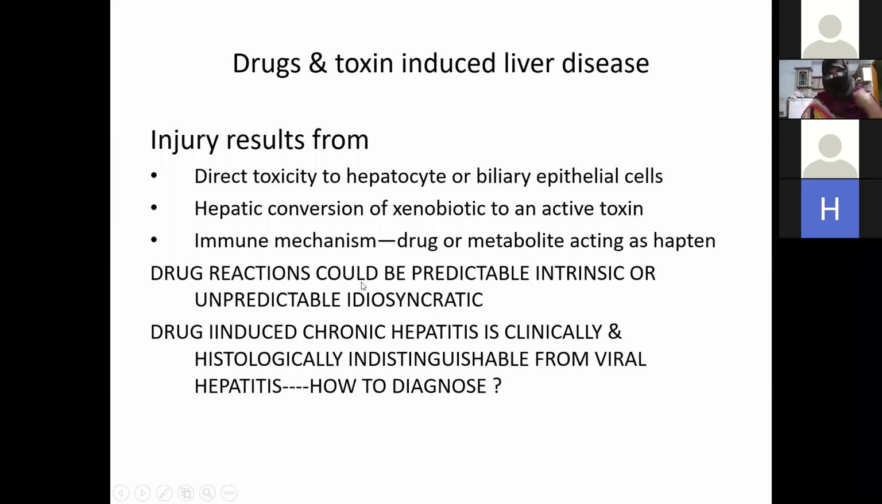The drug reactions could be predictable. ये बहुत सारी drugs हैं जिनके बारे में it's already known. Like some of the antituberculous, it's already known that they are liver toxic. Like for acetaminophen, we know that it is liver toxic. But in some of the cases, it is unpredictable. एक drug generally it is not cytotoxic for you, it is not hepatotoxic for you, but it may be hepatotoxic for needs. So उसको कहते हैं unpredictable or idiosyncratic reactions.